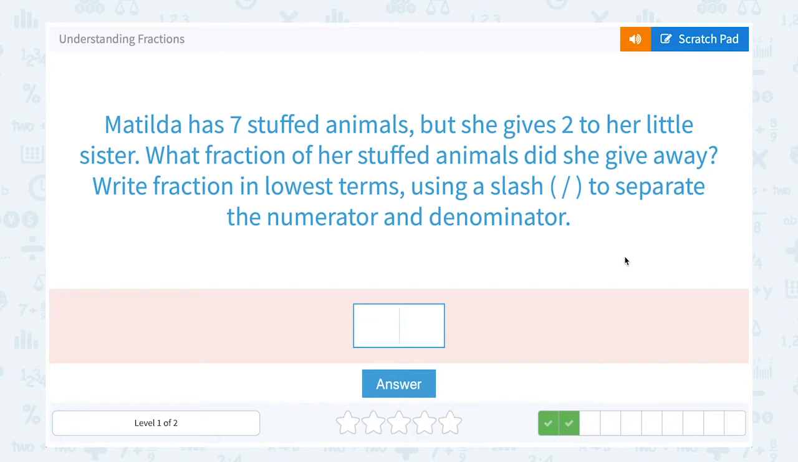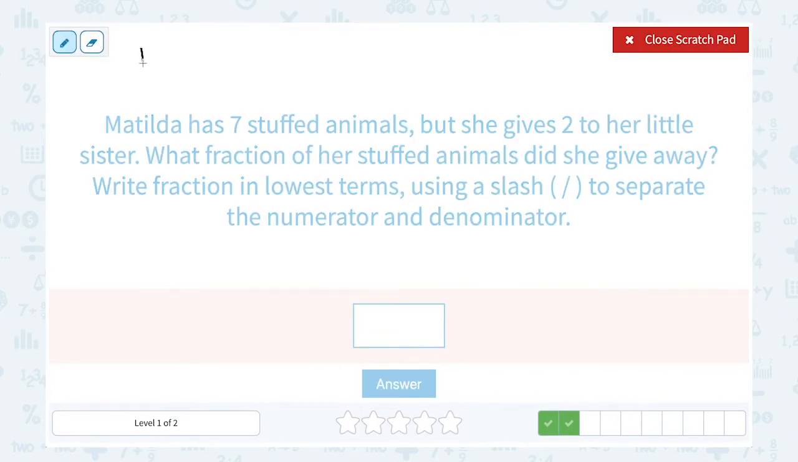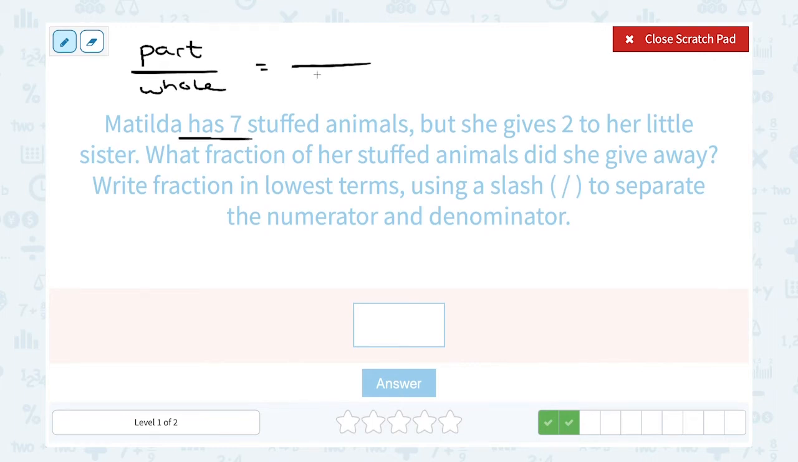Matilda has 7 stuffed animals, but she gives 2 to her little sister. What fraction of her stuffed animals did she give away? Okay, well again, we're thinking about this as the part out of the whole thing when we set up this fraction. Well, the whole thing was how many animals total she had. She had 7 total, so that would be her whole number of stuffed animals.